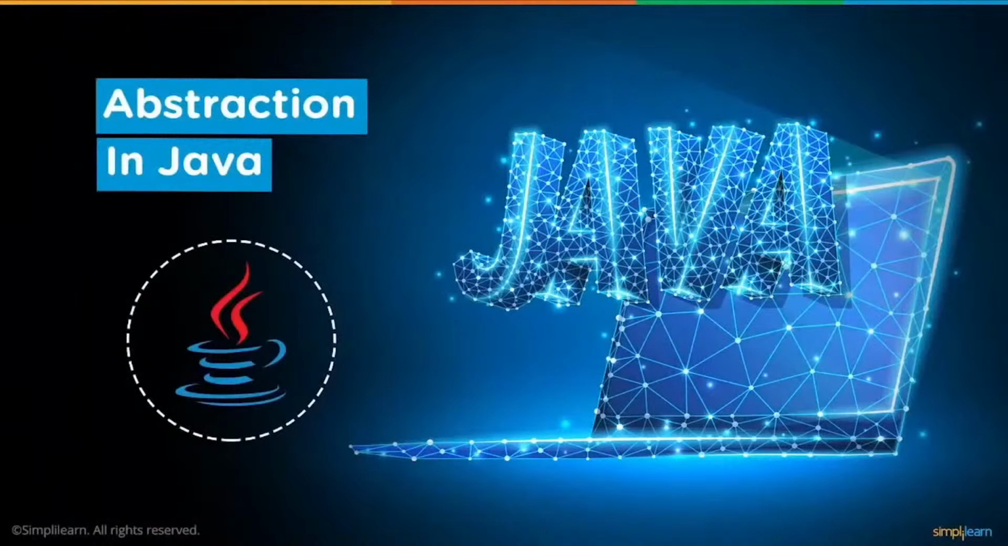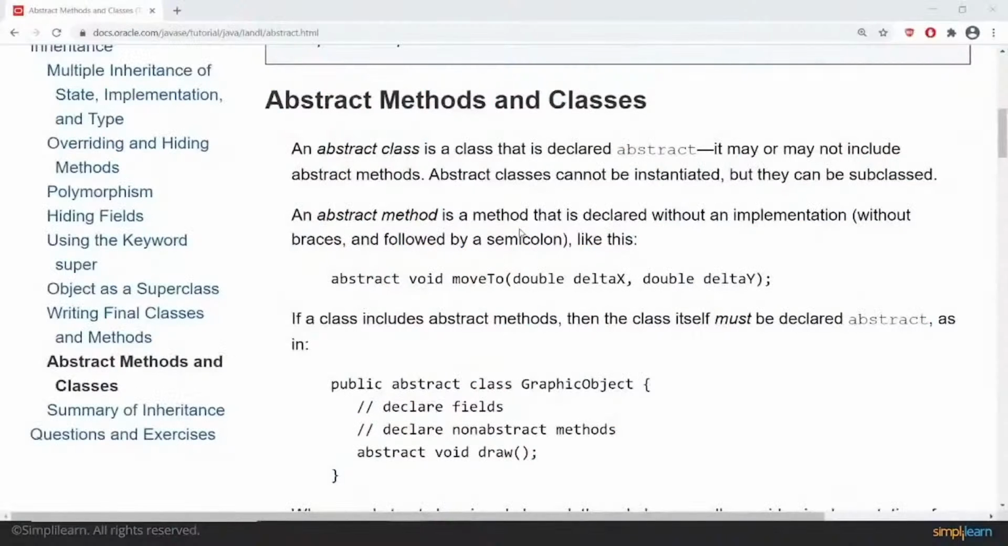Let's first understand the definition of abstraction before we relate this to Java. Abstraction generally means hiding something. When you want to hide some details of a particular object from the outside world, you apply the concept of abstraction. For example, when you drive a particular car, you just hit the accelerator and the car speeds up.